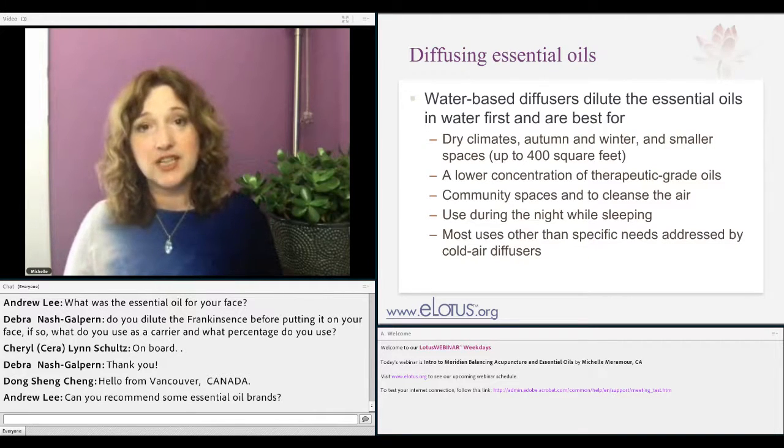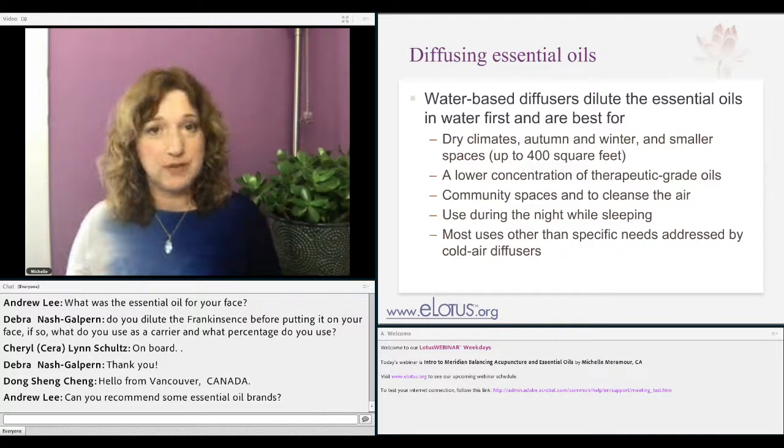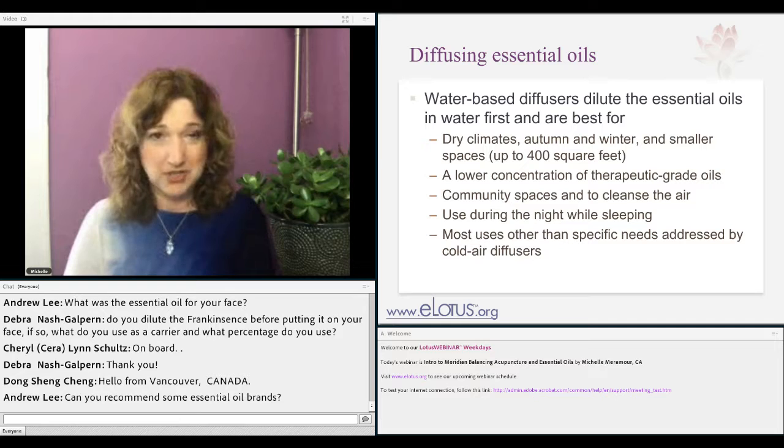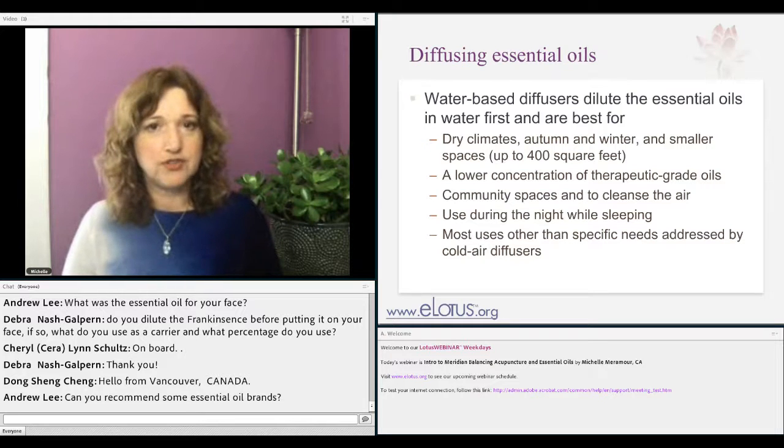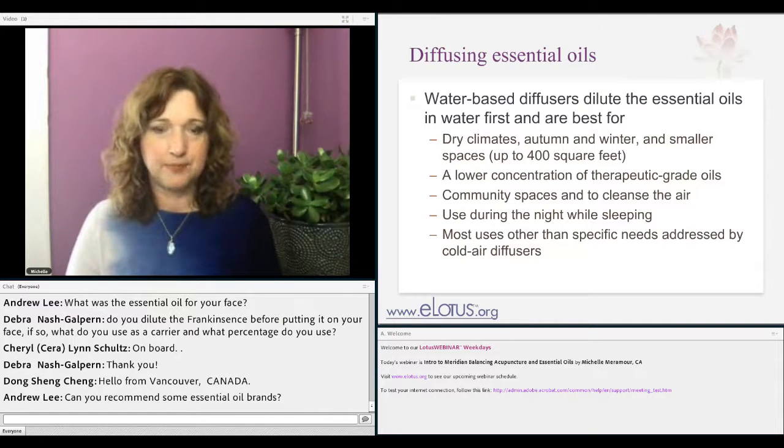So if you're using essential oils in your actual treatments, I don't know if an atomizer might be too much. But if you're not using them in your treatments, then an atomizer, especially in cold and flu season, is great. And I feel like my clinic stays pretty clean and healthy because I'm using oils all the time.